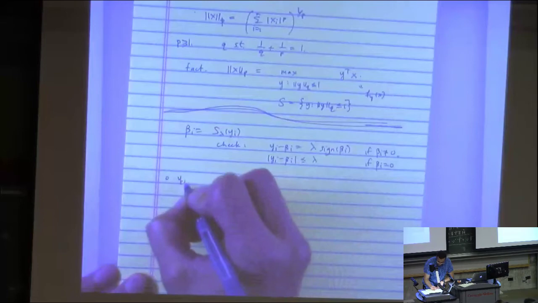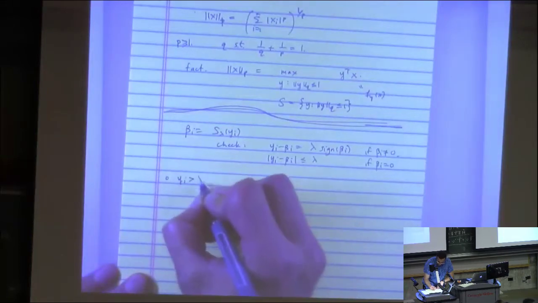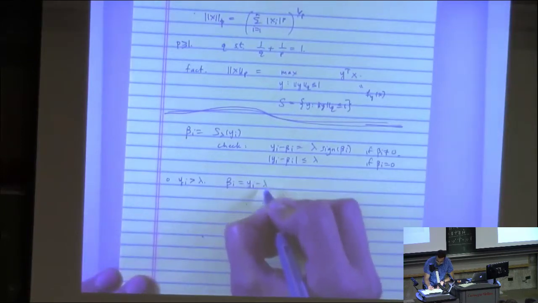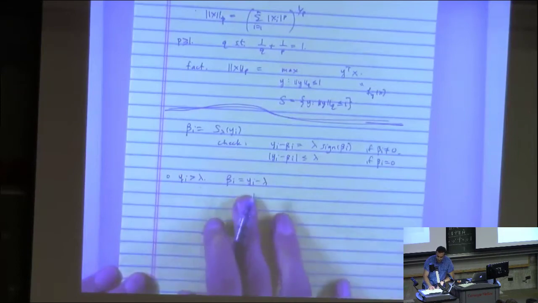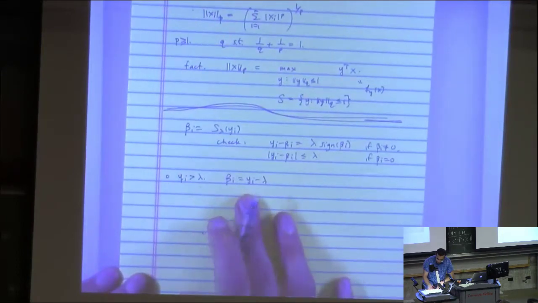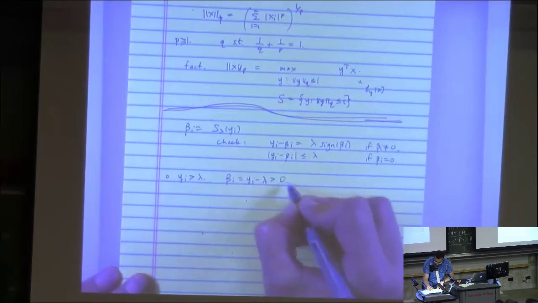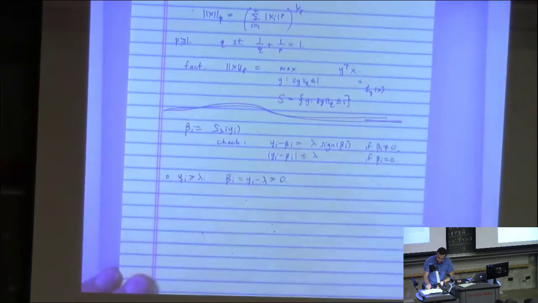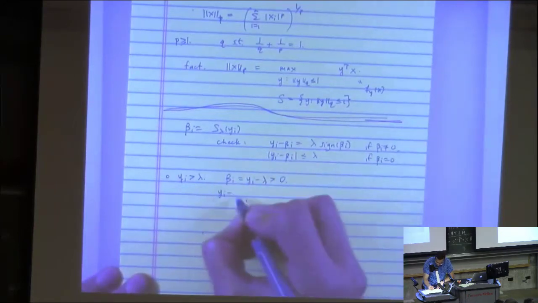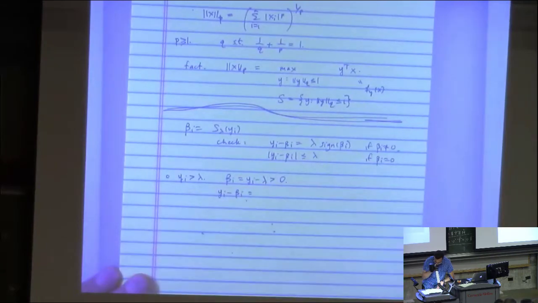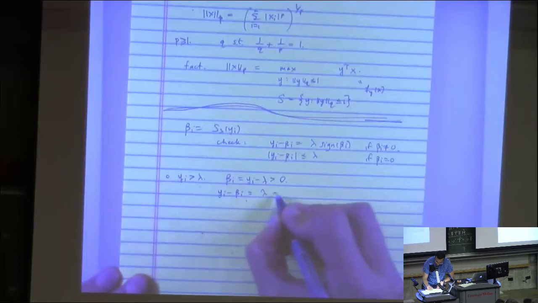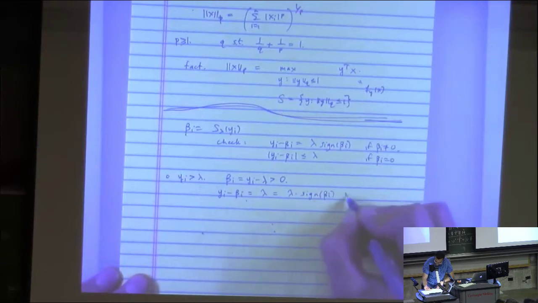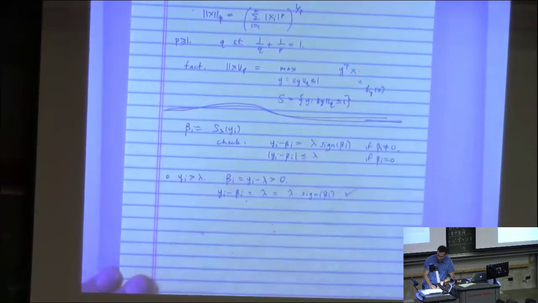Let's suppose that y_i was bigger than lambda. Then beta_i is going to be y_i minus lambda. That's what the soft thresholding operator would do in this case. And this is actually going to be bigger than 0, because I've assumed y_i is bigger than lambda. So I should be trying to check this first condition. In that case, y_i minus beta_i is just going to be equal to lambda, which is in fact equal to lambda times the sign of beta_i, because beta_i is positive in this case.